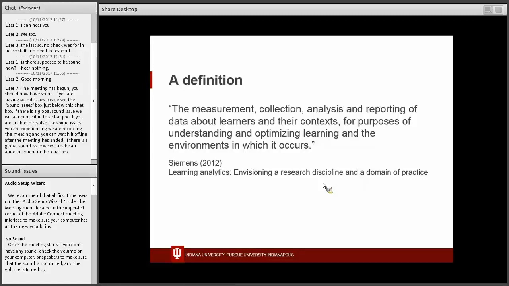And what we're going to do with that data is put it through some type of analysis. Before we can even analyze it, we have to collect it. We have to aggregate it. We have to get it in a form that makes it usable. All right, let's move on to the next part, which is data about learners and their contexts for purposes of understanding and optimizing learning in the environment in which it occurs.